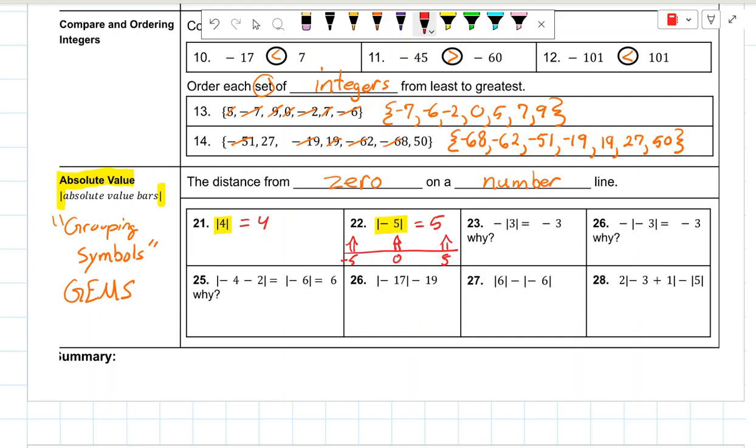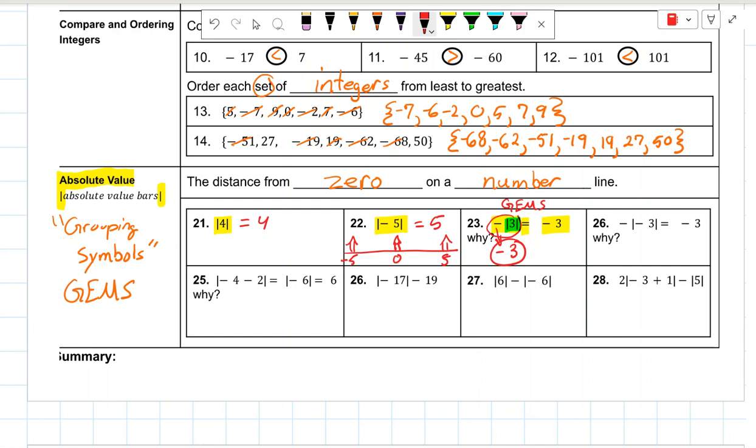Now let's take a look at 23. This says the word why. So why is it that this is equal to this? Well, if you use GEMS, and we'll write GEMS right here, we will take a look at this. What do you have to do first? The grouping symbols. And the first grouping symbol to do is right here. What is the absolute value of 3? It is 3. And what have we not used? The negative sign, so we bring it down. And you can see that is why the negative of the absolute value of 3 is -3.